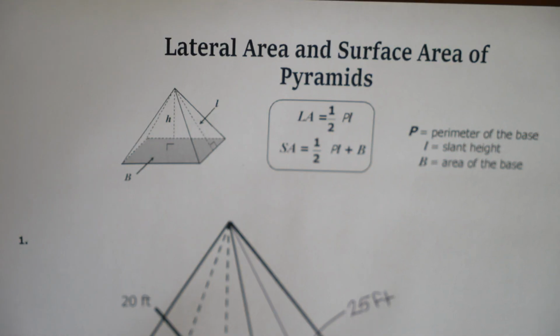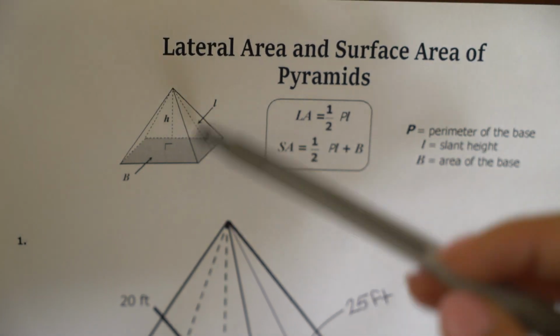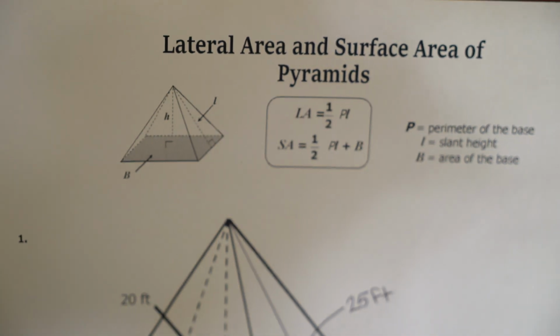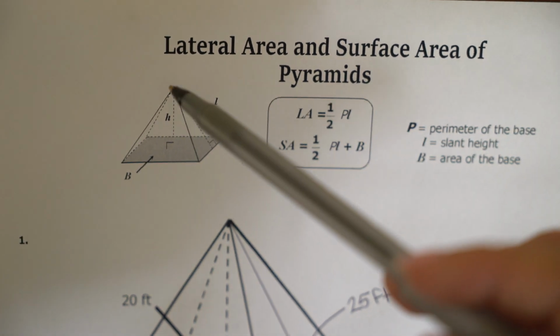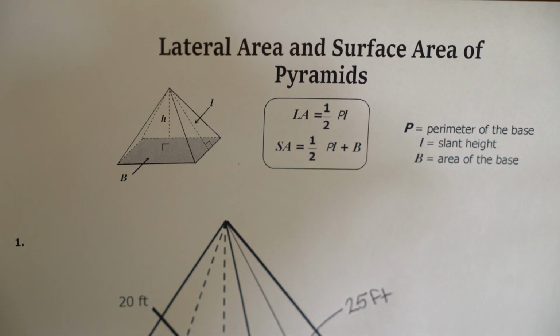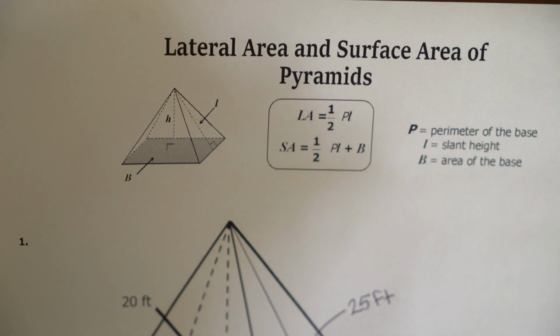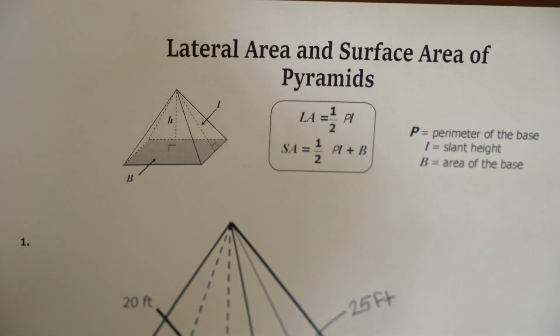Today we will find the lateral area and the surface area of a pyramid given its height and the slant height. So in this diagram here, I have H labeled as the height of the pyramid, where it goes from the apex to the center of the figure. L is our slant height, and shaded here is the base.